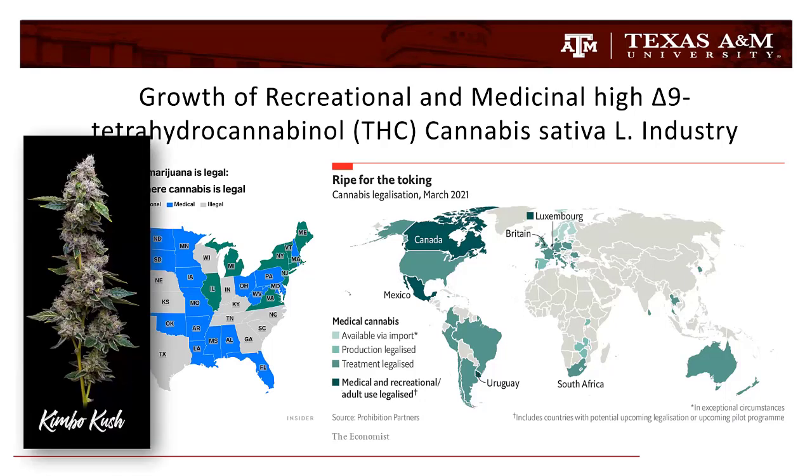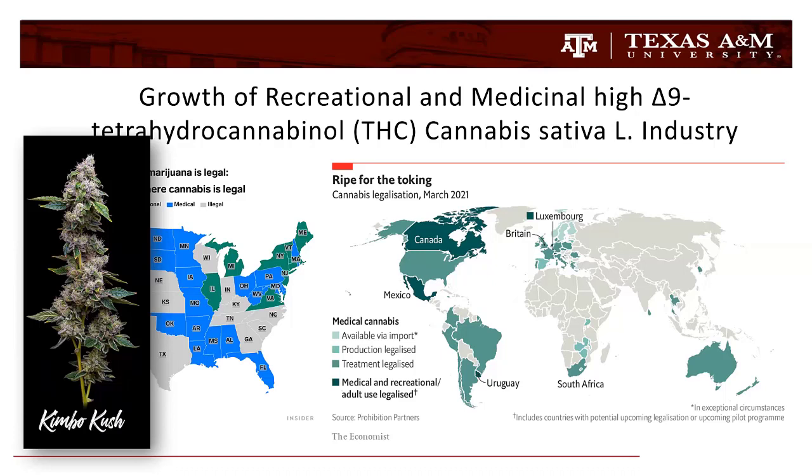And the actual product of drug-type cannabis is the unfertilized flower buds of female plants. And they contain psychoactive or psychotropic chemicals, the two main ones being tetrahydrocannabinol, which is referred to as THC, and cannabidiol, CBD. So there's a picture of the cannabis flower on the left with the buds. You can see they're kind of bright colored.